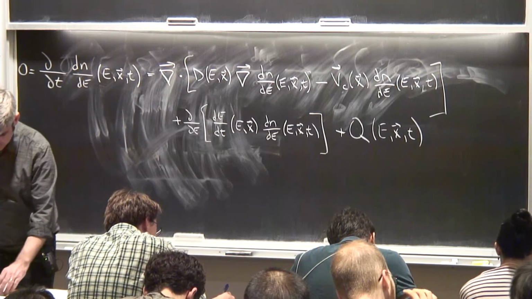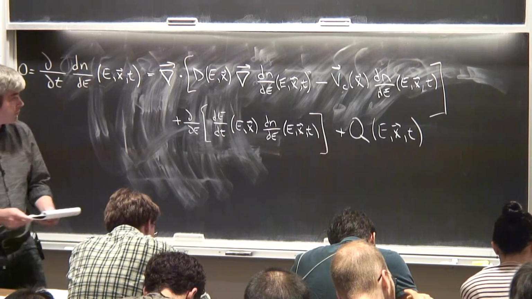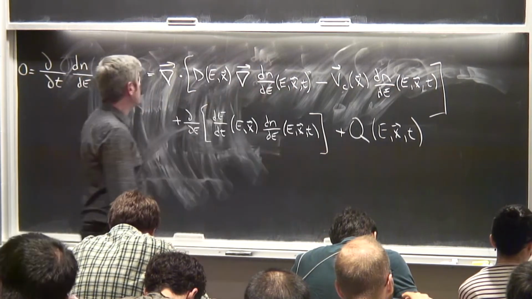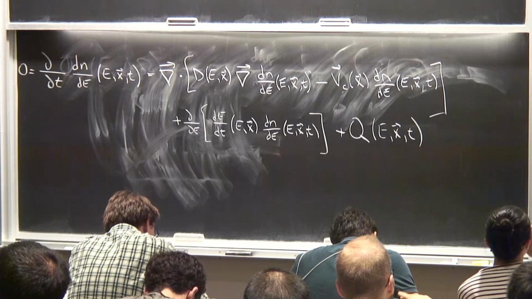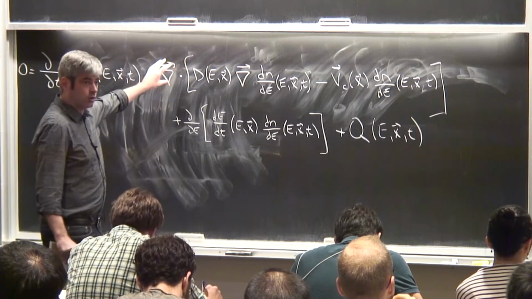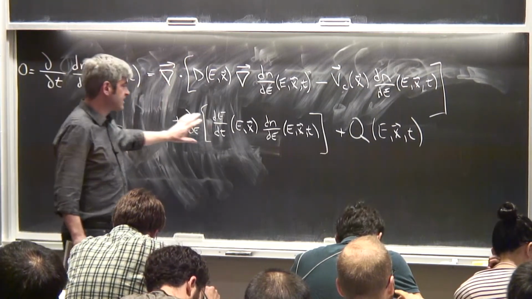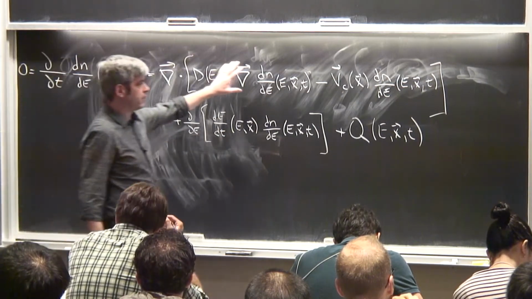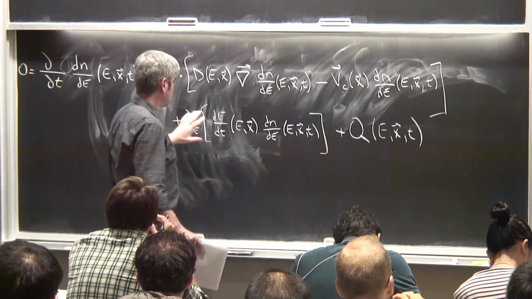All right. Why would you take the gradient of the diffusion and convection terms and not the latter two? Well, the gradient is a spatial operation. This is energy losses, which have nothing to do with space. So this is what's going on in space. This is what's going on in energy.